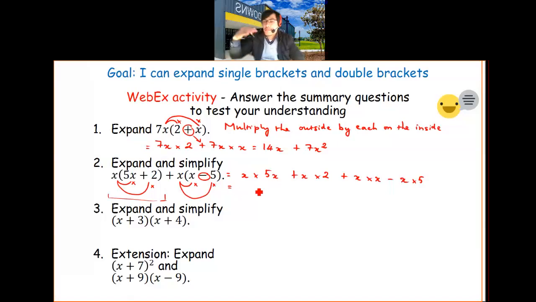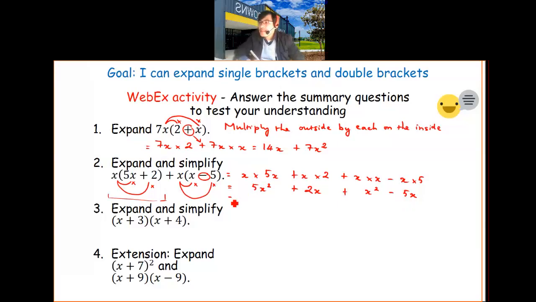So be patient. Do it step by step. So here we have x times 5x. That's going to give us 5x squared. Got x times x there. X times 2. That's going to give us 2x. So plus 2x, plus x times x again. That's x squared. Minus x times 5. That is 5x. Okay, so that's how we do this.